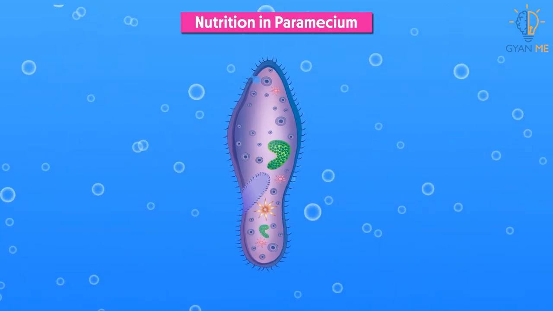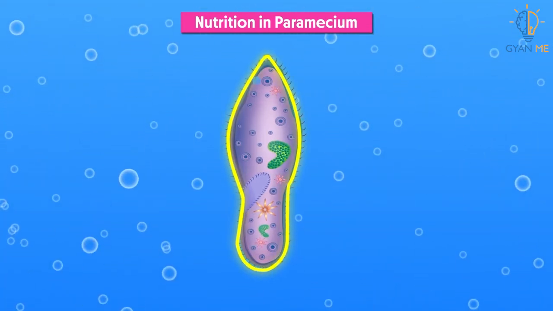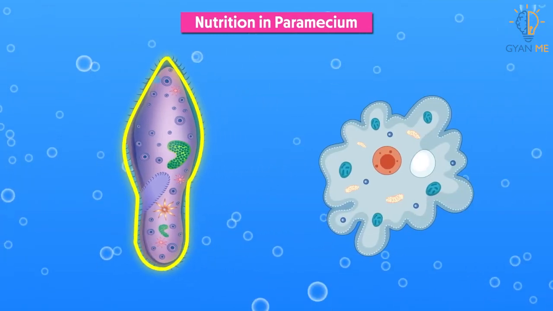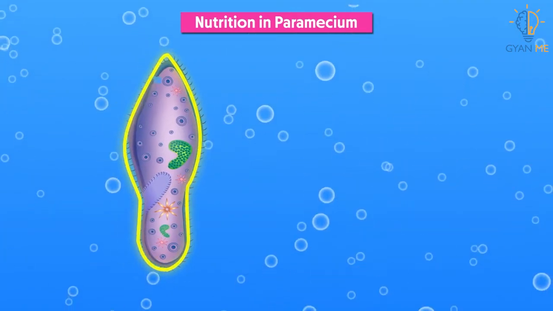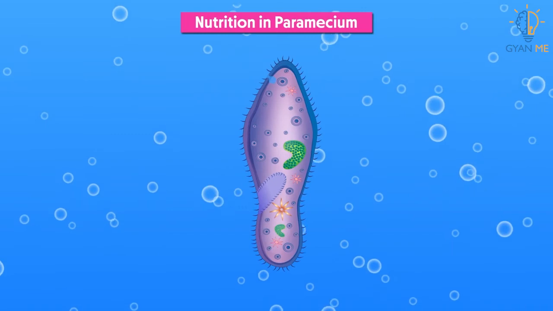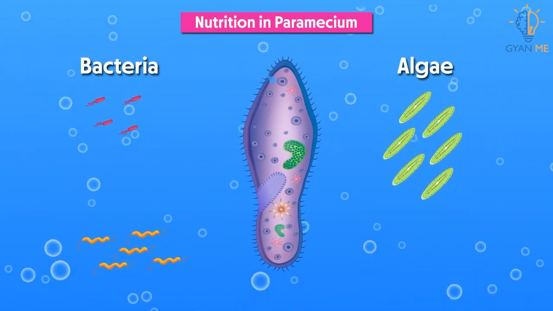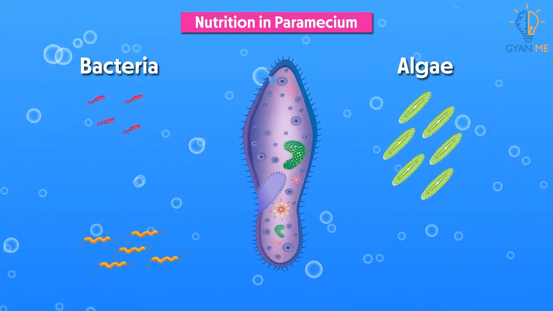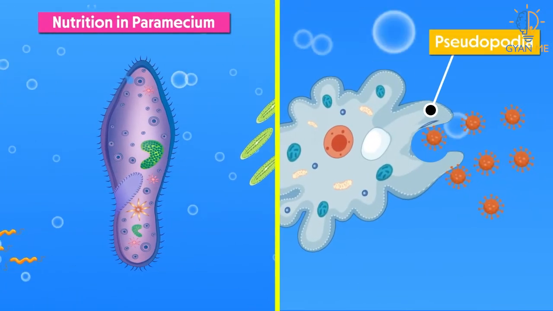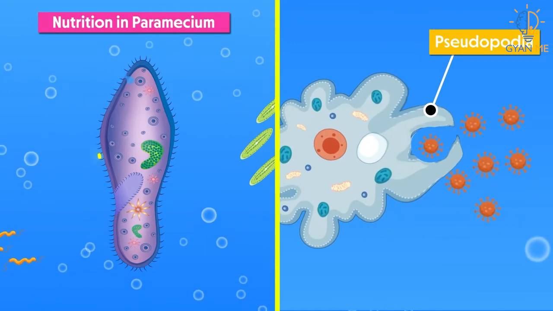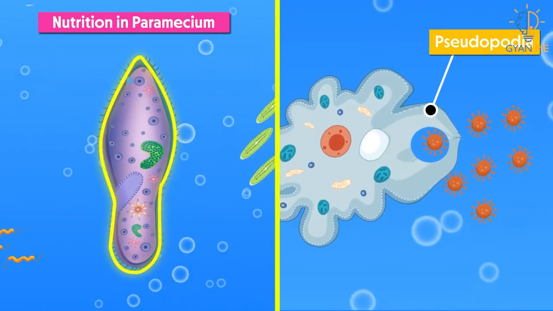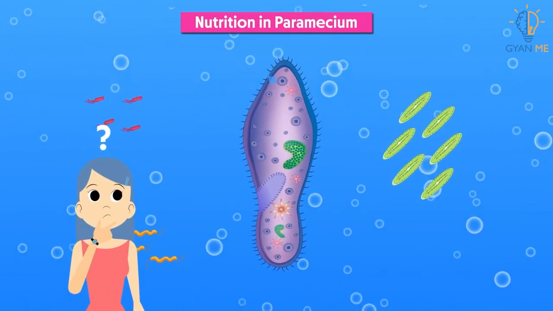Although unicellular paramecium has a fixed shape and size and complex structure unlike amoeba, paramecium is found in aquatic environments and feeds on other organisms like bacteria and algae. Students, do you know that paramecium cannot make pseudopodia like amoeba as it has a fixed shape? So then how does it obtain food?